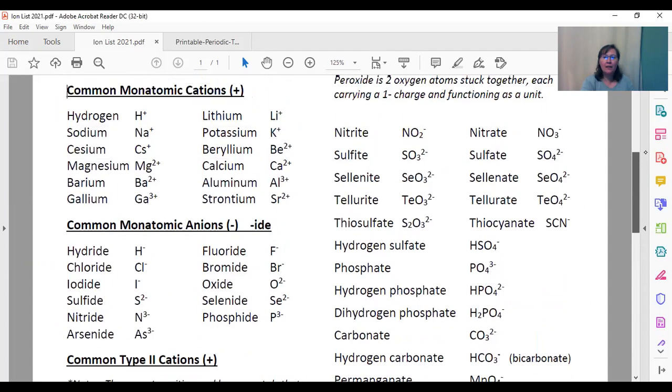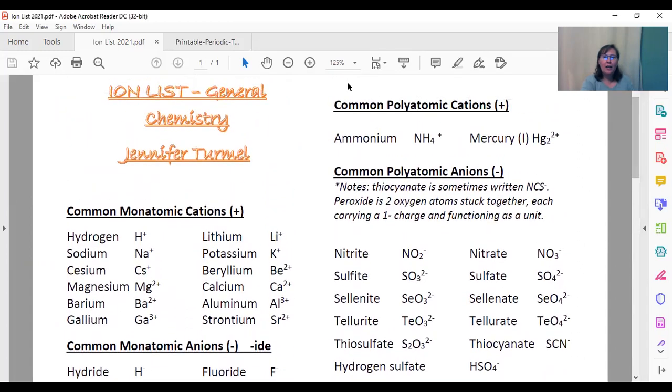All right, now on this side of things, we have common polyatomic ions. There are only 2 common polyatomic cations. One is ammonium and the other one is mercury 1. Mercury 1 is kind of on here twice.